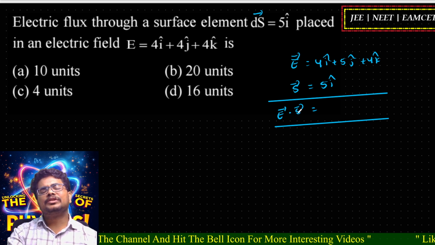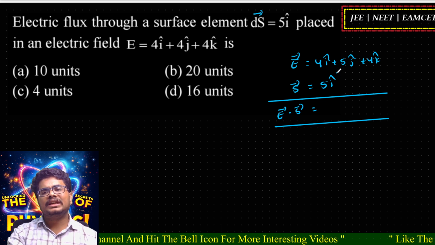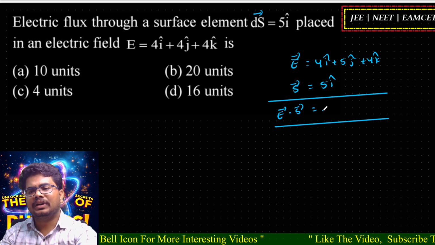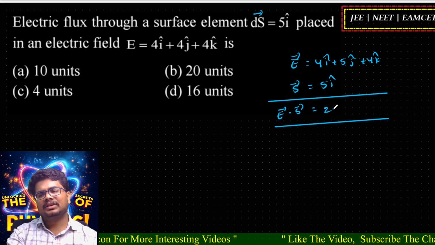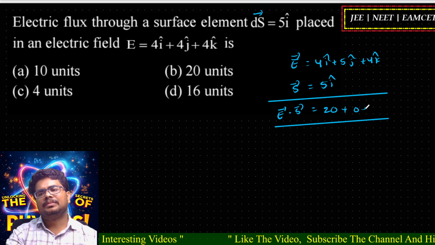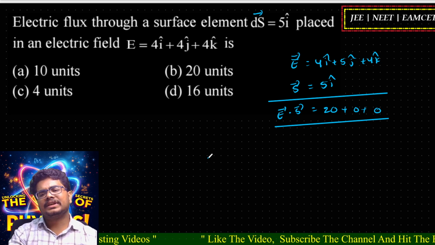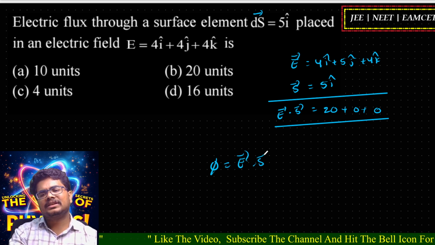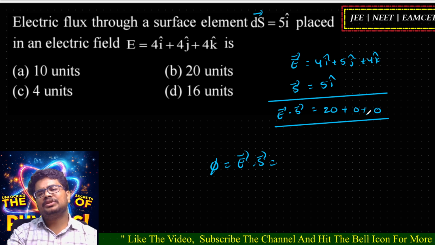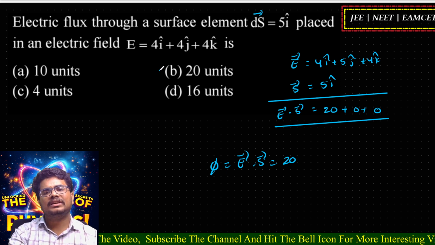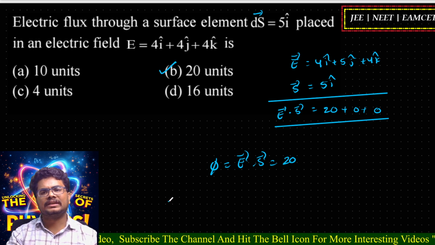Dot product. What is the dot product? Multiply I with I, J with J, K with K. So I with I means how much? 4 times 5 is 20. Flux is a scalar, so 20 plus 5 J cap, here no J, so 0, plus here also 0. So flux equals E vector dot S vector, the area vector: 20 plus 0 plus 0, that is 20. So the answer is going to be 20 units. Which option is correct? Sir, we understood that option B is correct here.